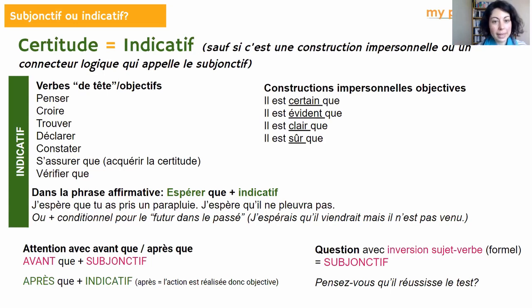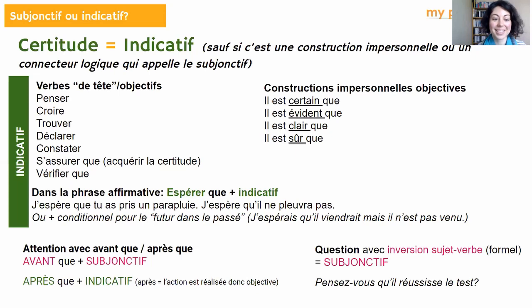There's another verb that is espérer, to hope. Espérer que is followed by indicatif. J'espère que tu as pris un parapluie, j'espère qu'il ne pleuvra pas. Or can be conditional for future in the past. J'espérais qu'il viendrait, mais il n'est pas venu. Sometimes it's tempting to use subjunctif, but espérer goes with indicatif.